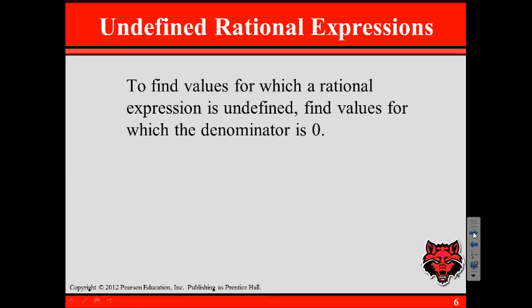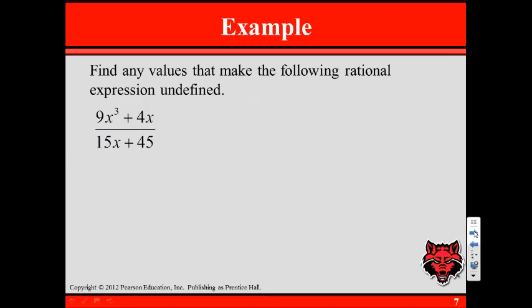Values for which a rational expression is undefined, we want to find values where the denominator equals 0. Let's try to find any values of this rational expression that would make the expression undefined. When we do so, we ignore the numerator completely, and we take the denominator and set it equal to 0. In this particular example, 15x plus 45 equals 0.